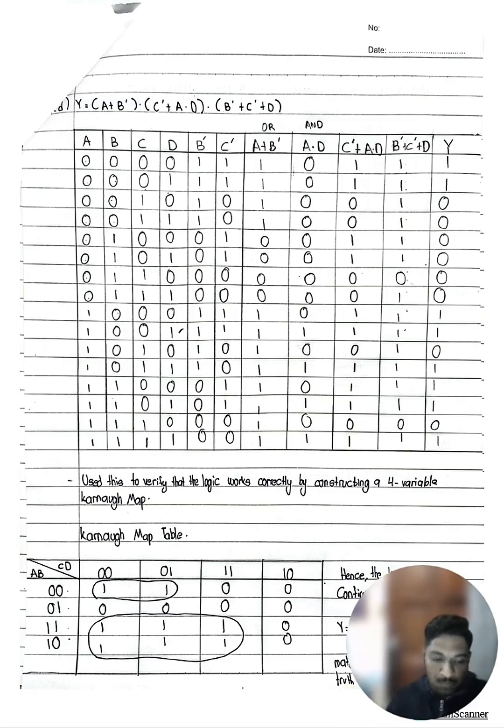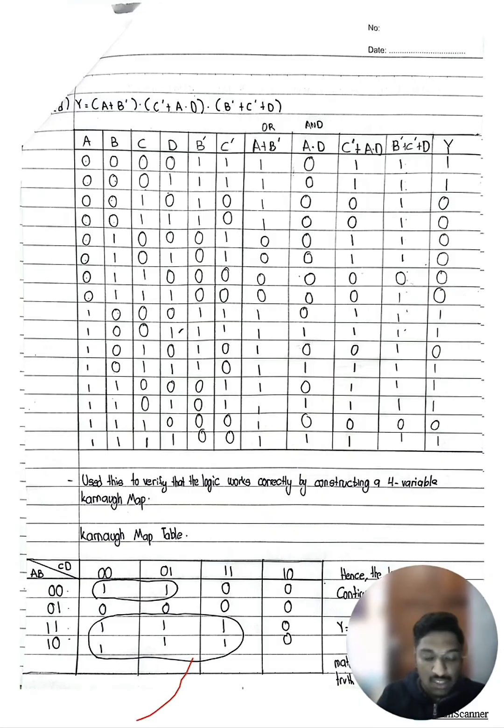So we have to use this to verify that the logic works correctly by constructing a 4 variable Karnaugh map. Before using the Karnaugh map, I just use the truth table, which means I'm using 16 combinations. As you can see, A, B, C, D, B bar, C bar, A plus B bar, A times D, C bar plus A times D, B bar times C bar times D, and finally you can get Y. So this is my Karnaugh map.